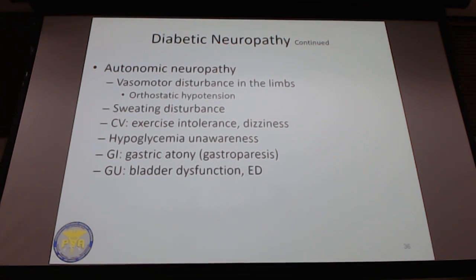So you get autonomic neuropathies as well. So vasomotor disturbances in the limbs, orthostatic hypotension, sweating disturbances. Why sweating disturbances? Exercise intolerance, dizziness. I'm gonna come back to it. Just finish the reading to you guys. I like reading out loud. So hypoglycemia, gastroparesis, which is common, and bladder dysfunction or erectile dysfunction. It's the sweating disturbances because those small nerves control the sweat glands. Right? So they feel like they're either sweating too much or can't sweat. They just have no autonomic regulation of that anymore.